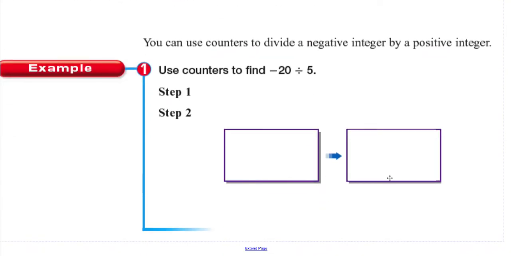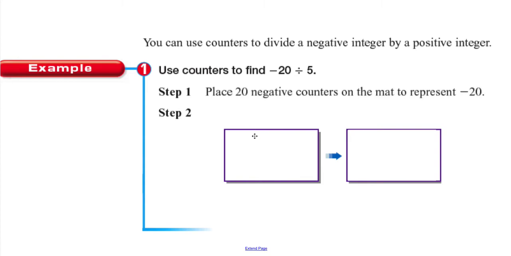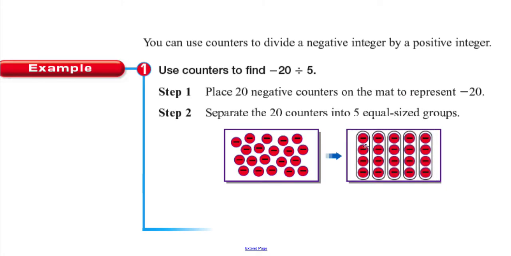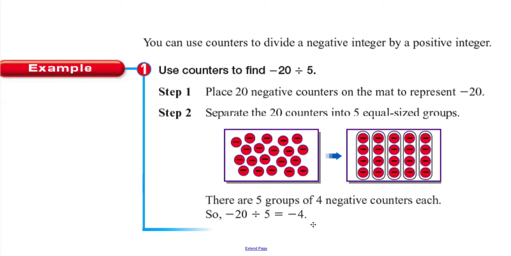So you can use counters to divide a negative integer by a positive integer. Let's take a look at negative 20 divided by 5. Place 20 negative counters on the mat to represent negative 20. Step 2, separate the 20 counters into 5 equal size groups, and you have 5 groups of 4 negative counters each. So negative 20 divided by 5 is equal to negative 4.